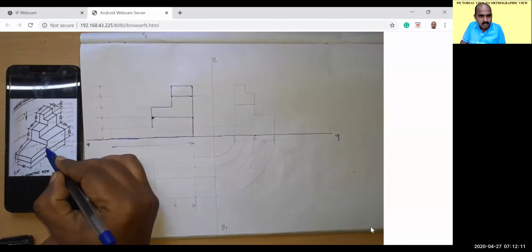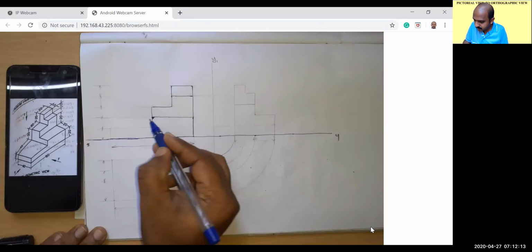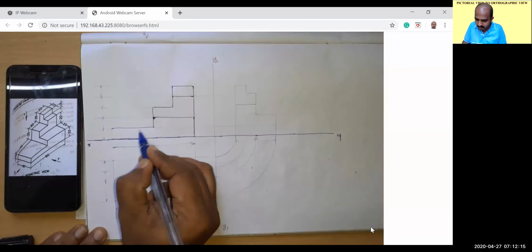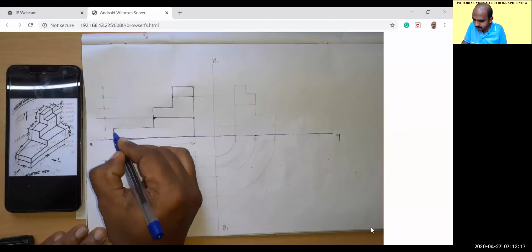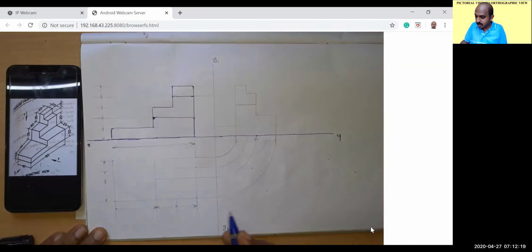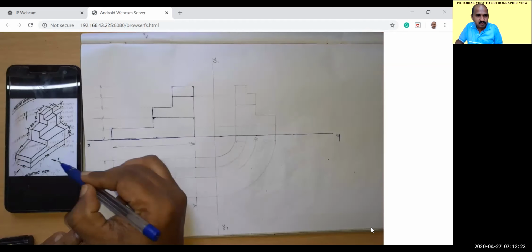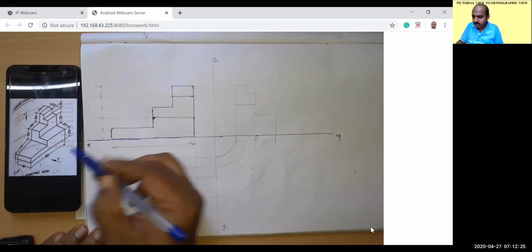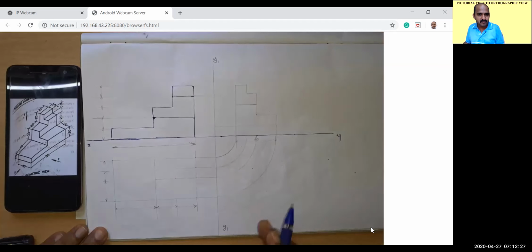Now what about this length? This is 40. And what about this height? This is 10. Now we completed the front view. Front view means when you are looking from the direction of F, that is the front view.